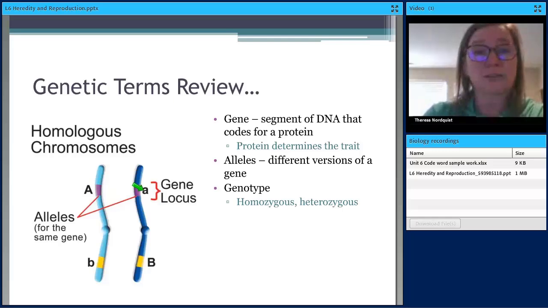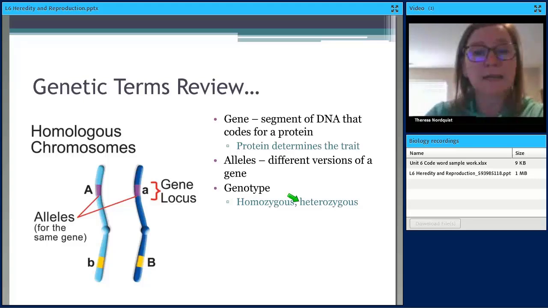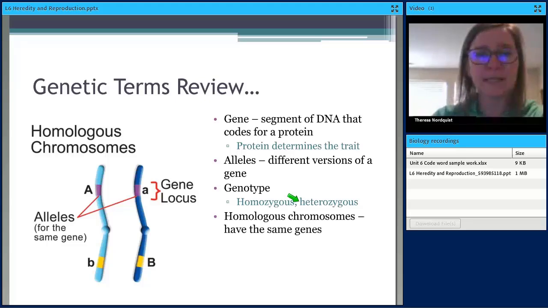Genotype is the combination of alleles you have for a gene, and you could either be homozygous, homo meaning same, so you have the same two alleles, big A, big A or little a, little a, or you could be heterozygous, hetero meaning different, so you're going to have two different alleles, big A and a little a, or a big B and a little b. Now you have two copies of each gene, two alleles, because we have homologous chromosomes.